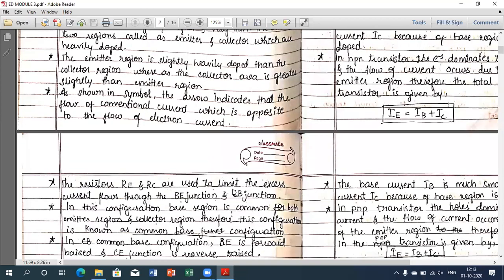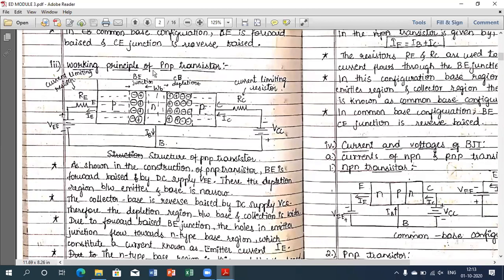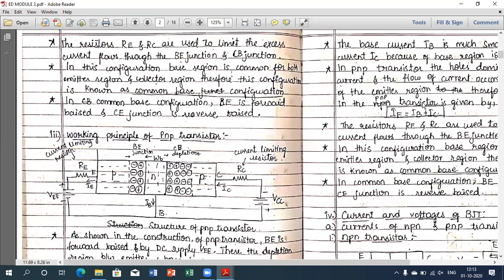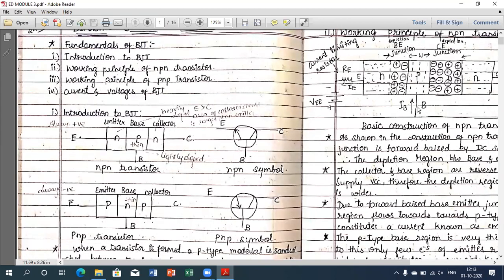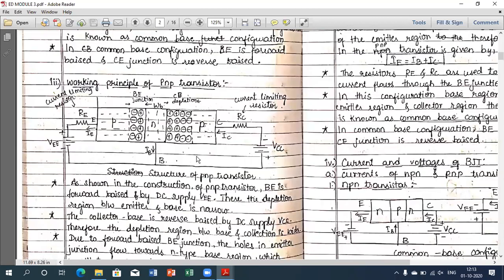Now, the same thing will be done for the working principle of PNP transistor. The only change is that instead of N-type, two P-type materials are sandwiched between the N-type material. That is the only difference. So the remaining is the same as NPN transistor. I hope you guys do this on your own, because the same thing, only N is replaced by P here. And the voltage terminals are changed.